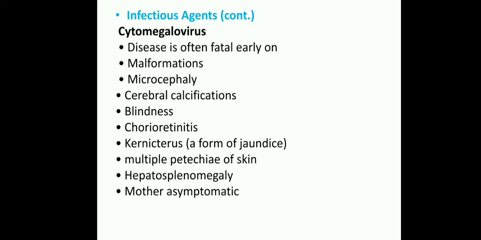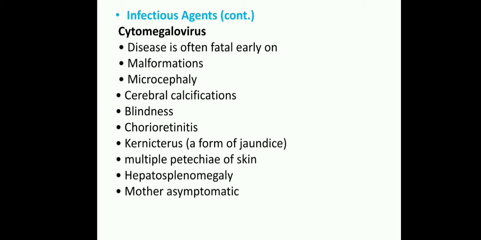Next one is microcephaly. Microcephaly means the fetal skull is very small compared to the body. Then cerebral calcification and blindness, and chorioretinitis is there. And next one is kernicterus, meaning jaundice, with multiple patches over the skin. And hepatosplenomegaly.